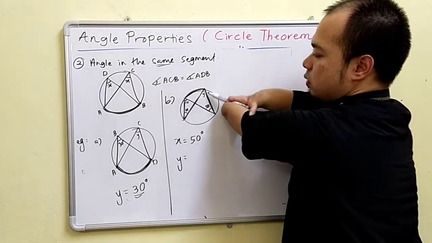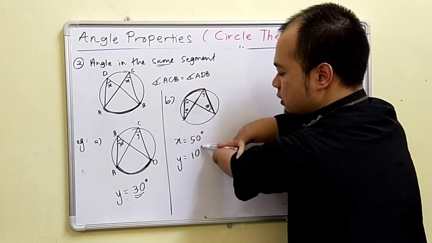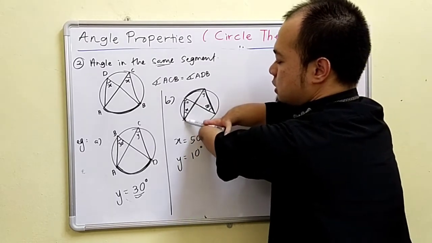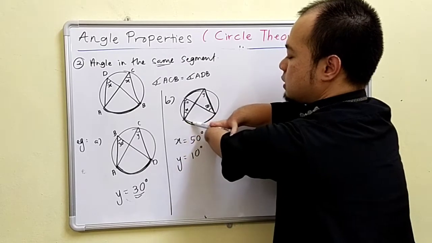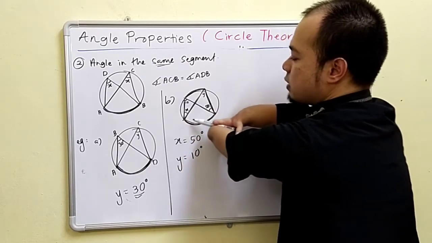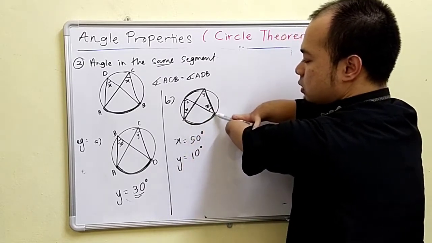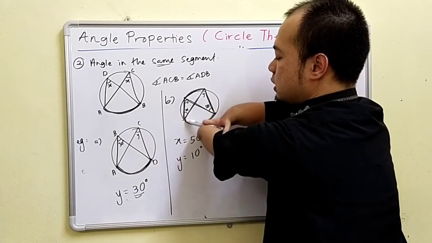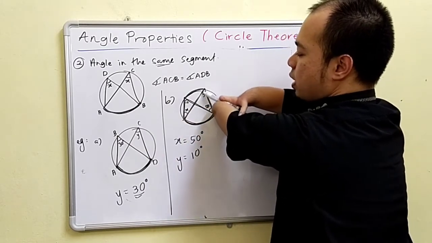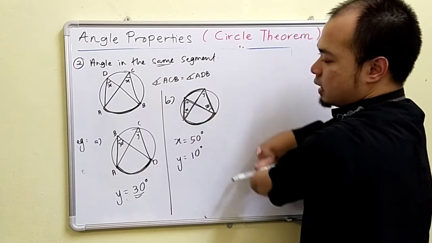So the angle y becomes 10. Why? Because this is this segment, another side of segment. How does it look like? This segment goes to 10 degree, this segment goes to y. So they are coming from the same segment.